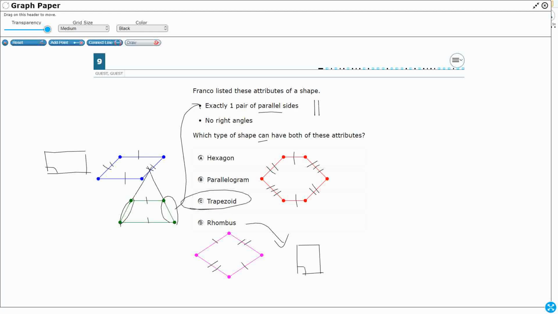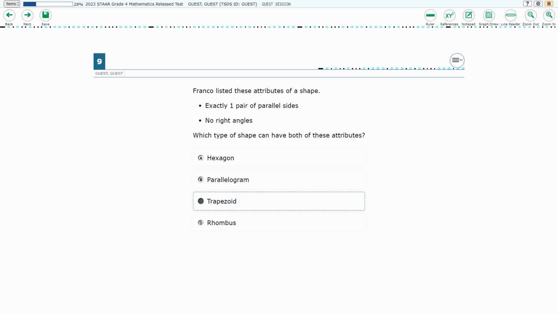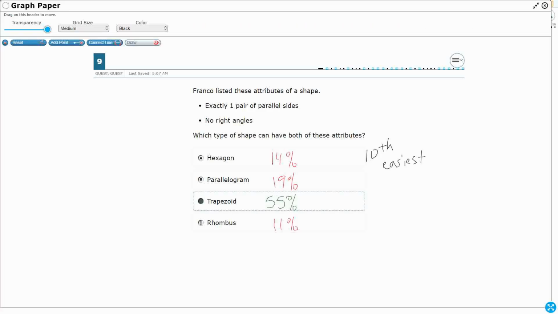Let's see how we did across the state of Texas. So this one landed on the easier side. This was the 10th easiest. 55% of our students got it correct, and you can tell by the distribution of our incorrect answers that if they didn't get it, they were probably close to just guessing. And you see parallelogram, right? If we didn't know what these words mean, parallelogram, right? You're going to see that same word inside of one of the answer selections. So that's probably why that's the most chosen incorrect answer.